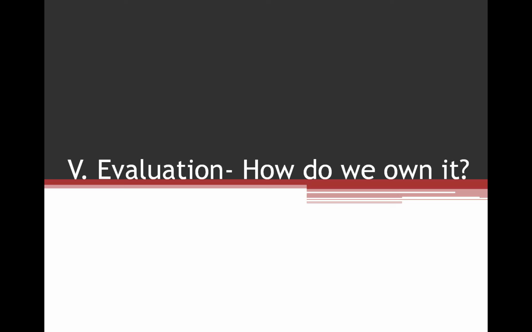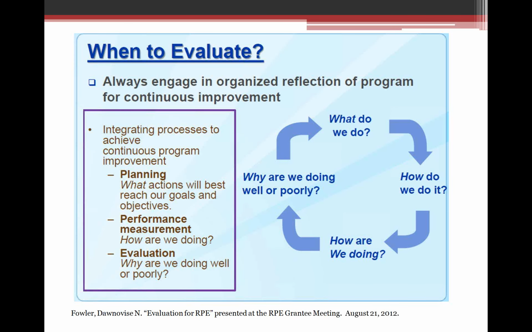So talking about how do we own evaluation as our own? This is a nice little diagram that came from an RPE grantee meeting in 2012 that I think is nice because it's talking about continuous improvement and this idea that evaluation is not a static thing. It's not a one-time survey. So what do we do in it, going down that cycle? How do we do it?